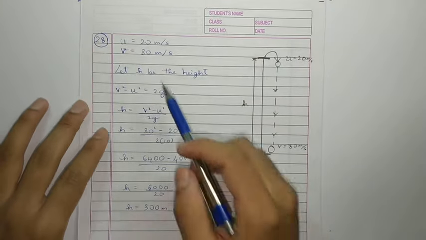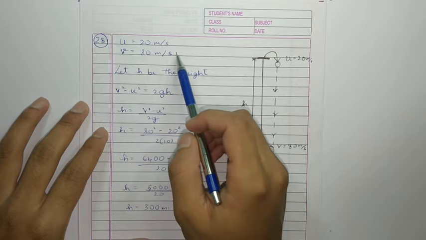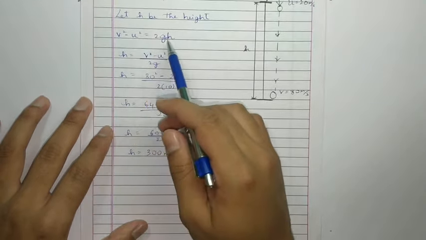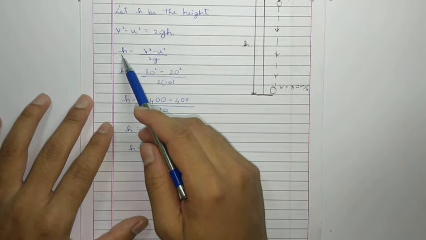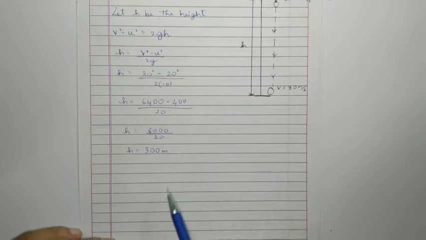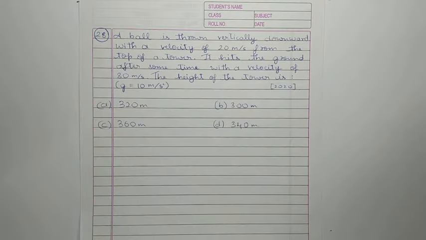So here we know the initial velocity is 20 meters per second, the final velocity is 80 meters per second, and h is the height of the tower. We have the equation v² - u² = 2gh, from where we can calculate h. If we substitute these values, we get h = 300 meters. 28 is option B.